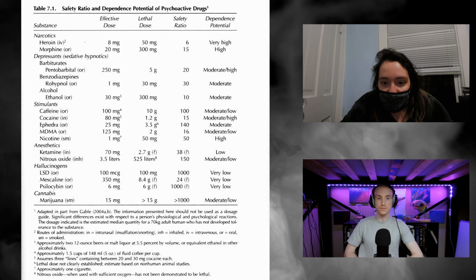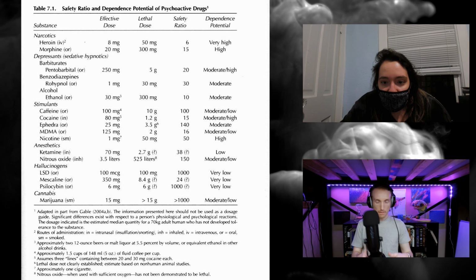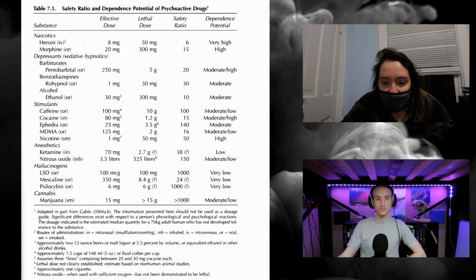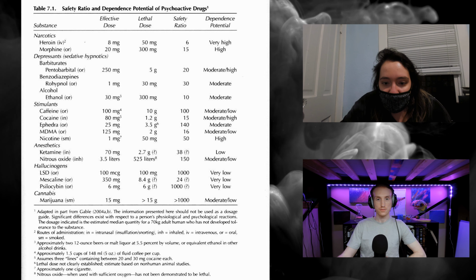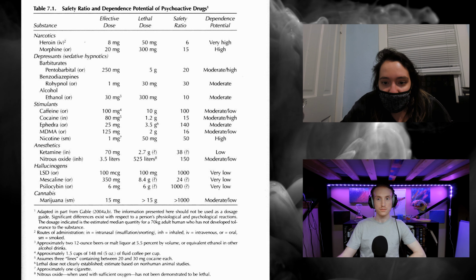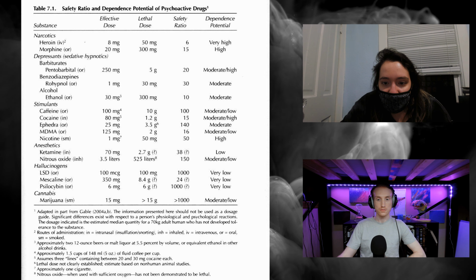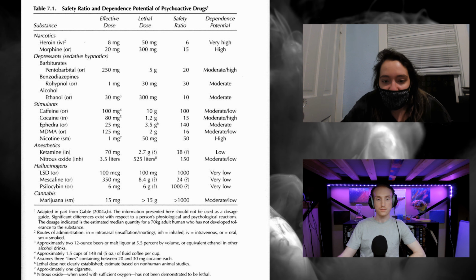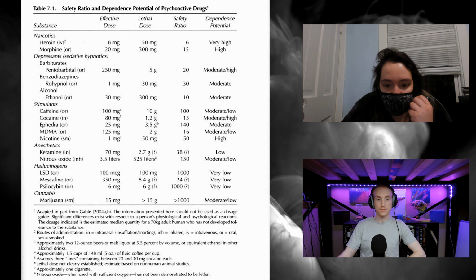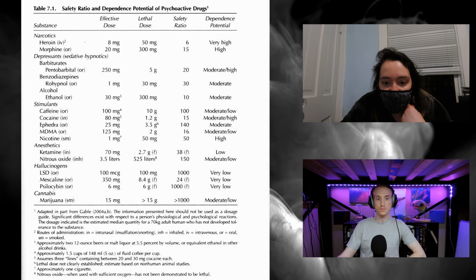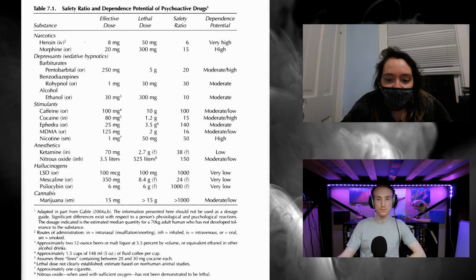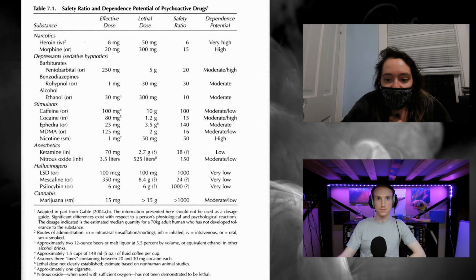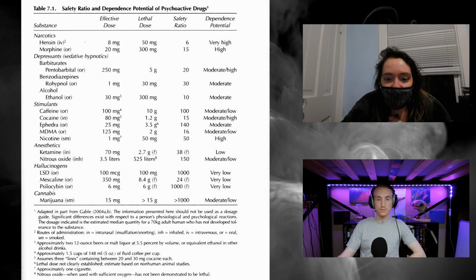And then mescaline: effective dose is 350 milligrams, then the lethal dose would be 8.4 grams, and the safety ratio is 24. Dependence potential is very low. Psilocybin: effective dose 6 milligrams, lethal dose 6 grams, a safety ratio of 1,000, and the dependence potential is very low. And finally, we have cannabis. So marijuana: 15 milligrams would be the effective dose, then more than 15 grams would be the lethal dose. And the safety ratio is 1,000, and dependence potential is moderate to low.